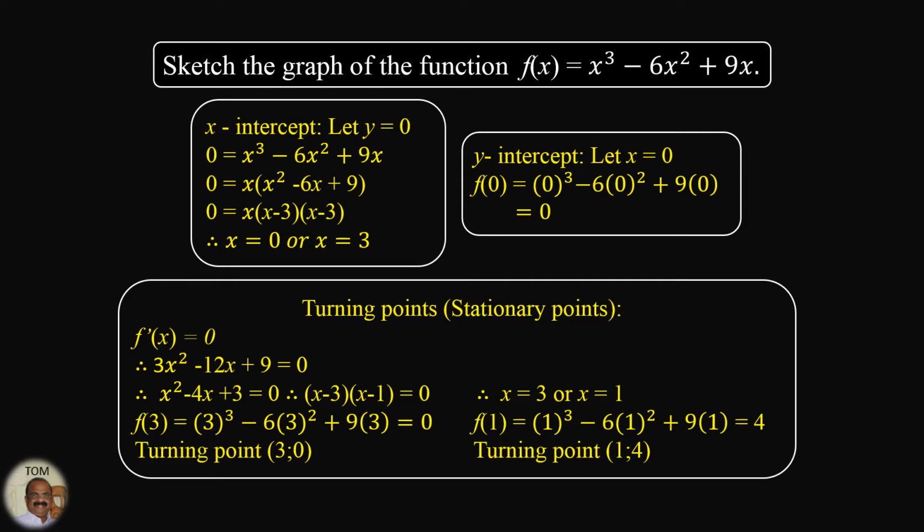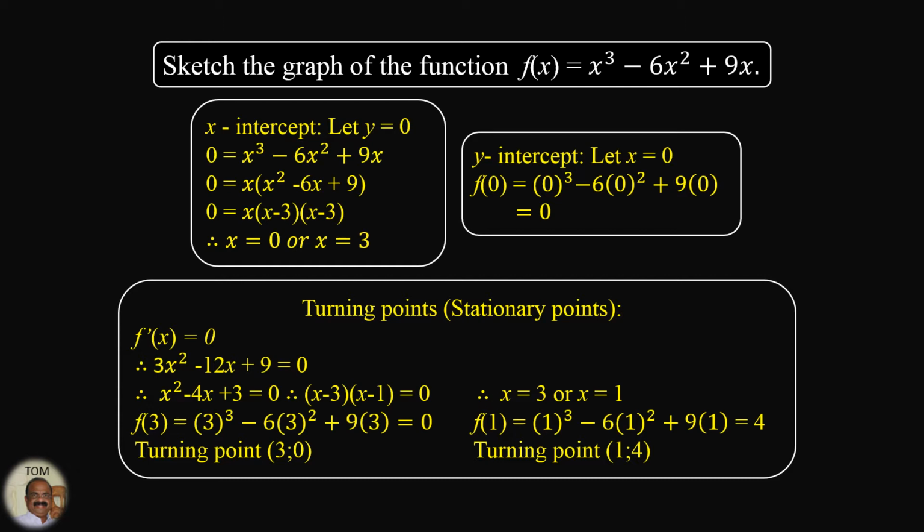We do all these types of questions after learning differentiation, how to find the derivative. We learned that using rules. Therefore, we simplify. Divide by 3, we get x square minus 4x plus 3 equal to 0. Therefore, factorize: x minus 3 times x minus 1 equal to 0. We get two values, x equal to 3 or x equal to 1.